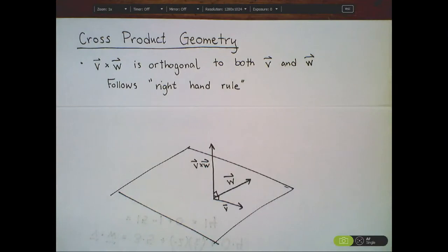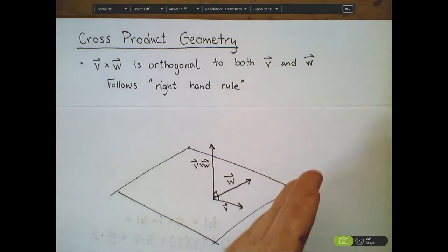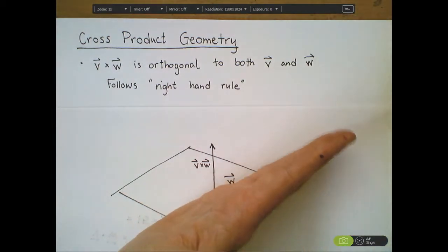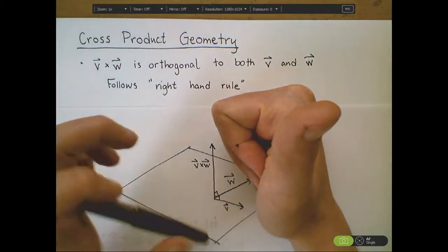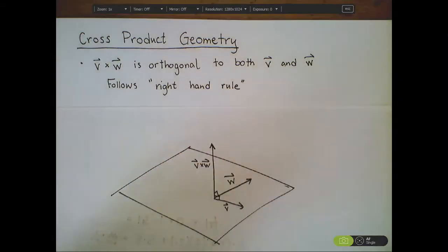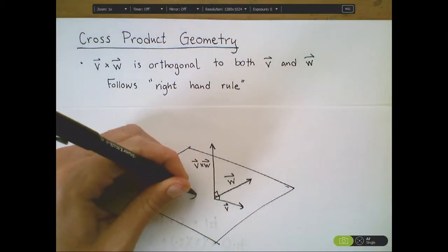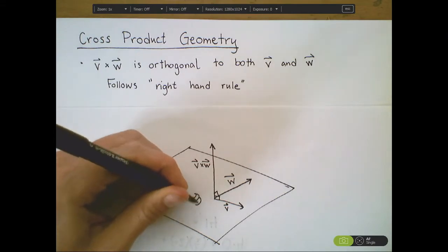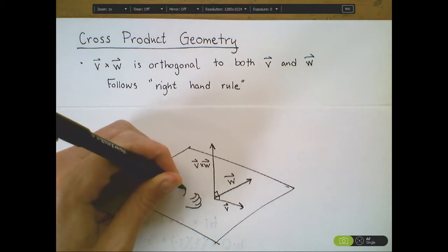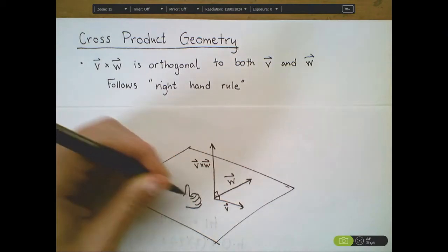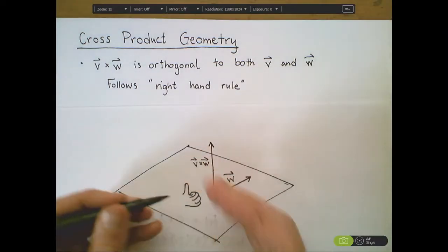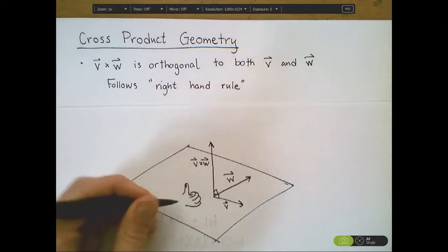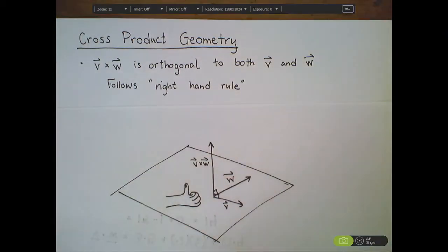And what do I mean by following the right-hand rule? This is where the order of the cross product matters. If I take my right hand and put it in the direction of v, and then put it in the direction of w, and I curl my hand around, the new resulting vector is going to stick up out of the page the way that my thumb is pointing. So I'm going to try to draw that with this little cartoon hand. Right, so this is my cartoon hand, and these are my fingers curling back around. They start at v and curl back around to w, and my new vector, the cross product vector, is going to point in the direction of the thumb.